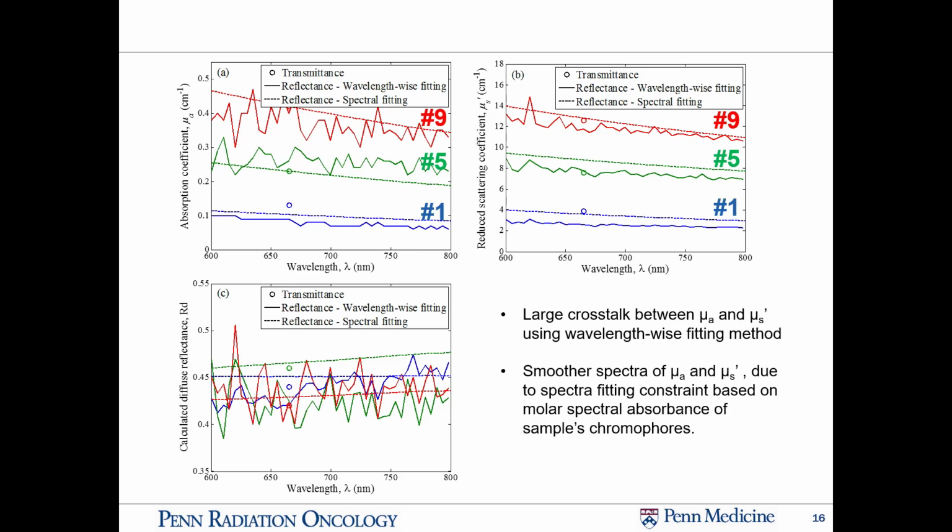So here, also for this good contact, is the spectrum fit result. This is the dashed line, and the wavelength by wavelength fit is this kind of jiggling solid line. You can see the spectrum fit clearly smooths out the uncertainties introduced by the wavelength by wavelength fitting. This is mu A, this is mu S prime, and this is the calculated diffuse reflectance.